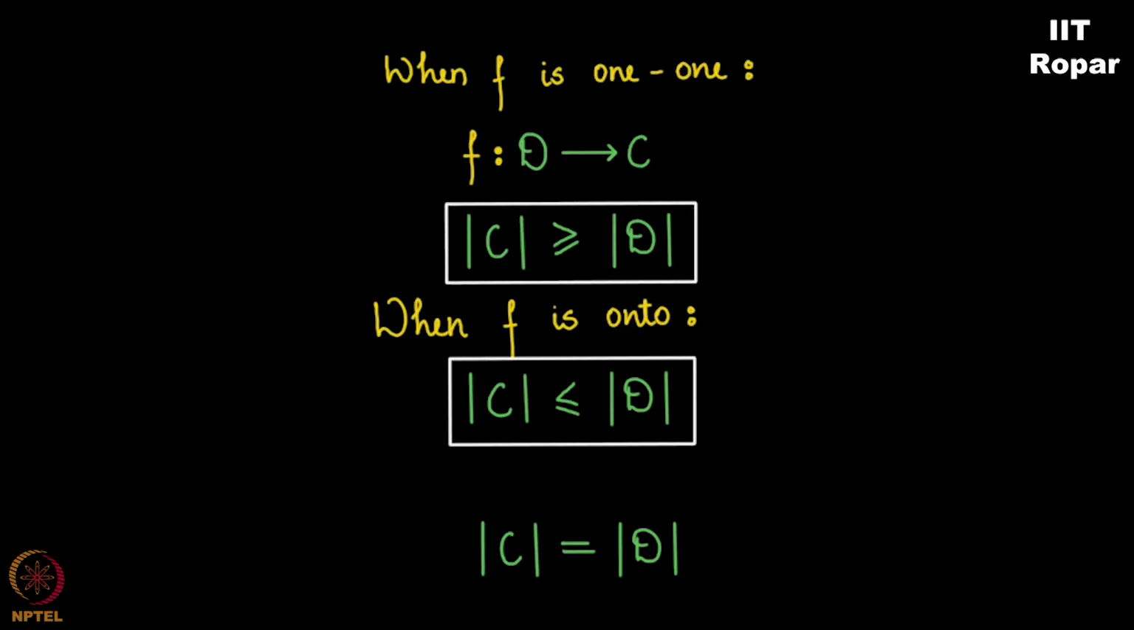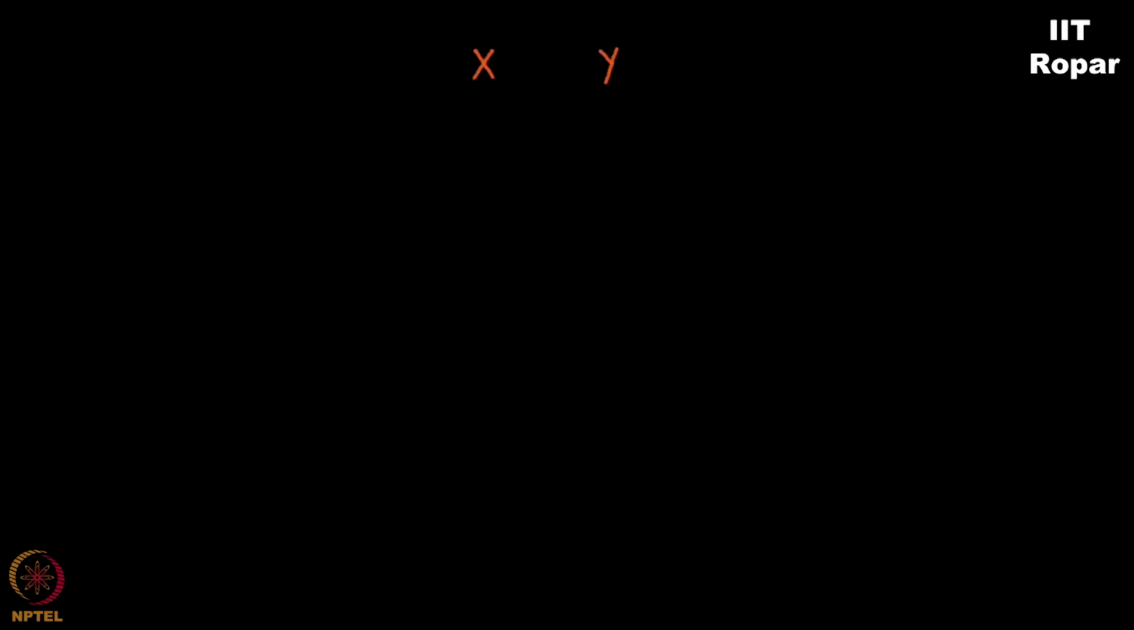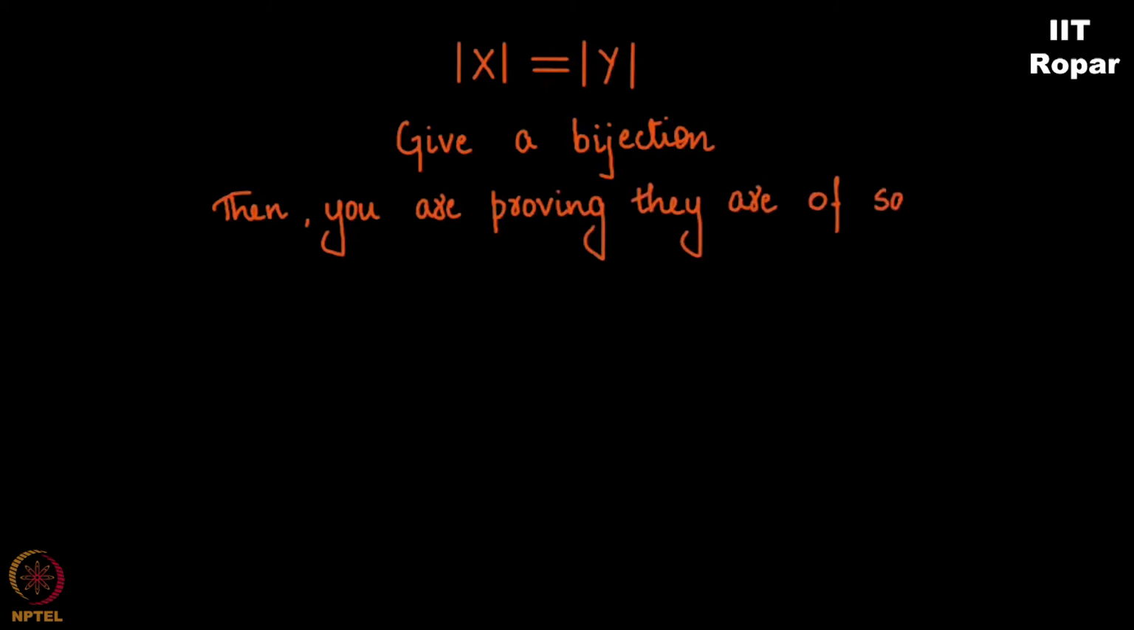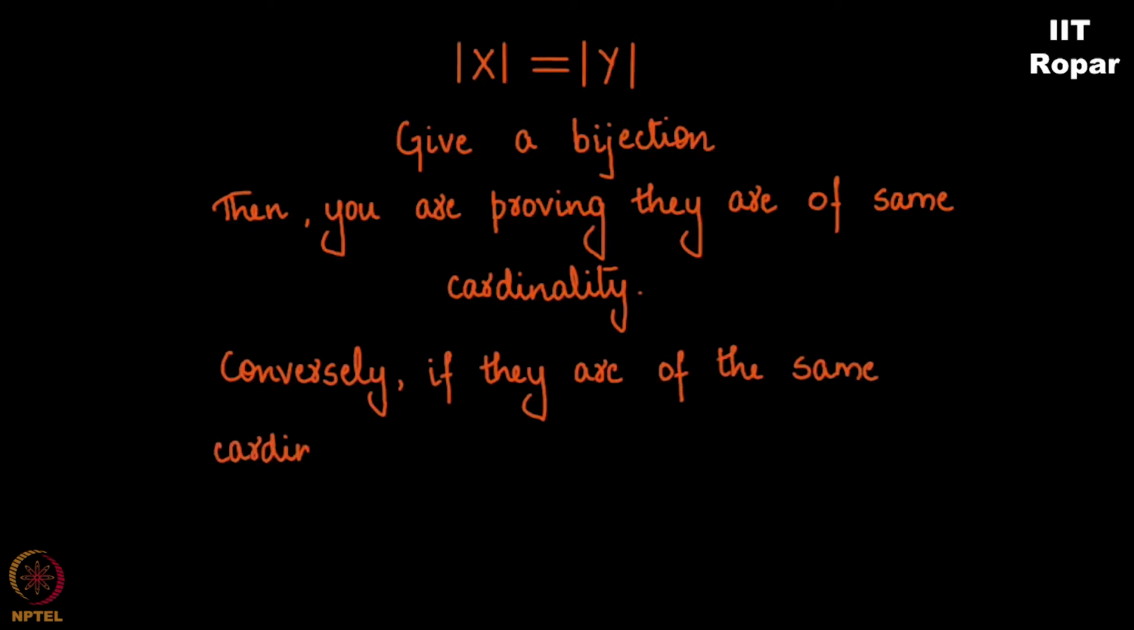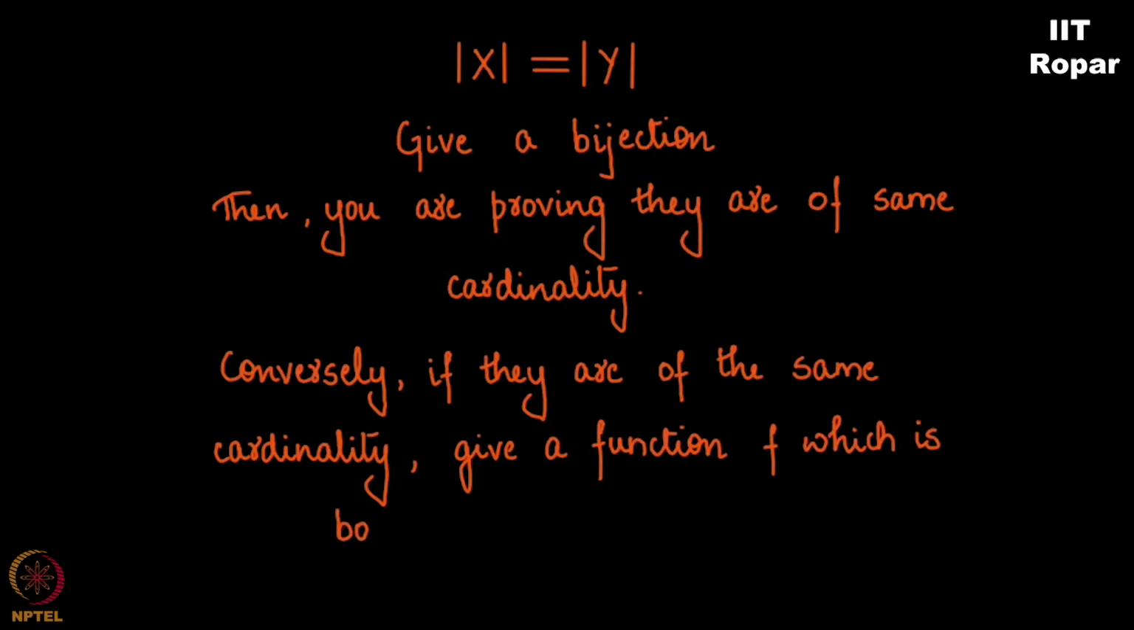Alright, so let me give you an intuition of what I'm trying to say here. Whenever you have two sets and you want to show the number of elements here is equal to the number of elements here, you can simply give a bijection. Bijection means a function that is both 1-1 and onto. Give some function, then you're proving that they are of the same cardinality. Conversely, if they are of the same cardinality, you can actually give a function f which is both 1-1 and onto from this set to that set.